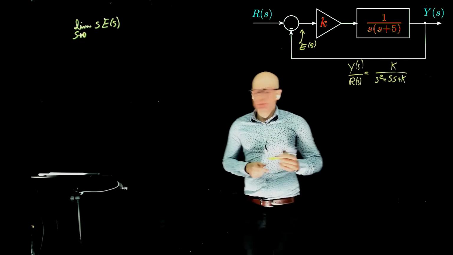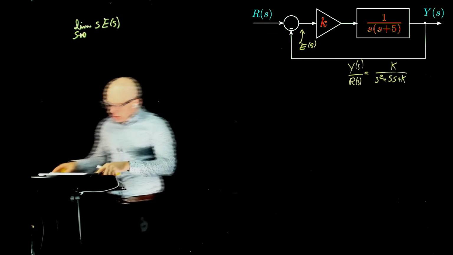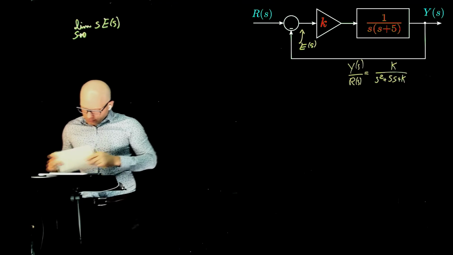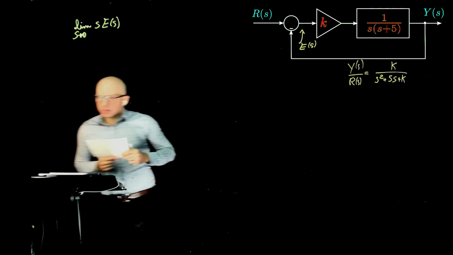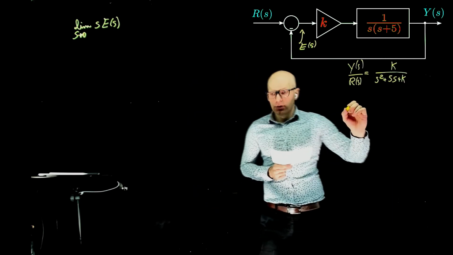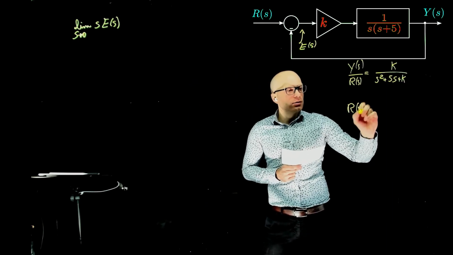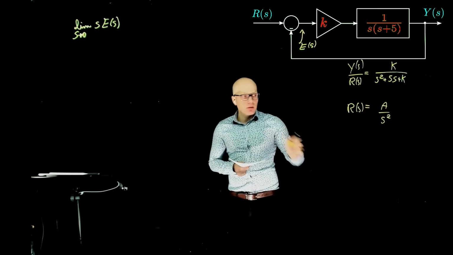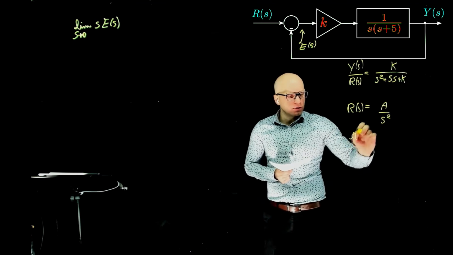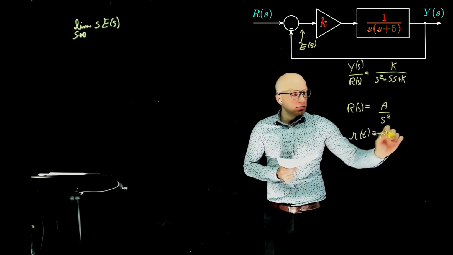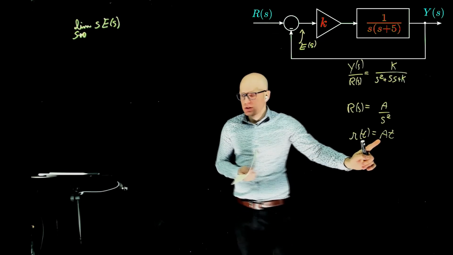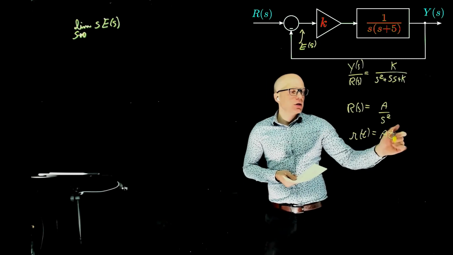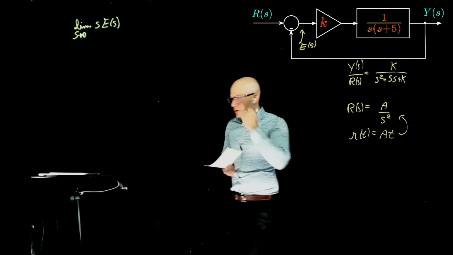And our input, the problem says it's a, what is the input here? Is a ramp. For a ramp input, you can say that r of s equals a over s squared, where a is just the slope of the ramp. So r of t would be at. It's just a constant. Now, if this was a unit ramp, this would just be 1, but to keep it generic, you can just multiply this by a constant. So the Laplace of that is a over s squared.